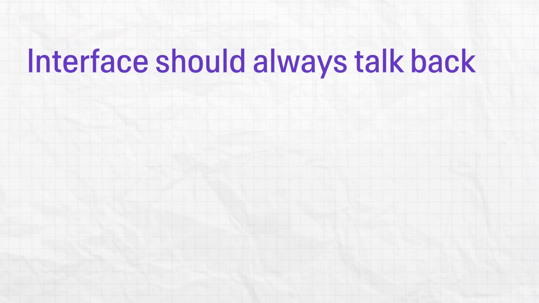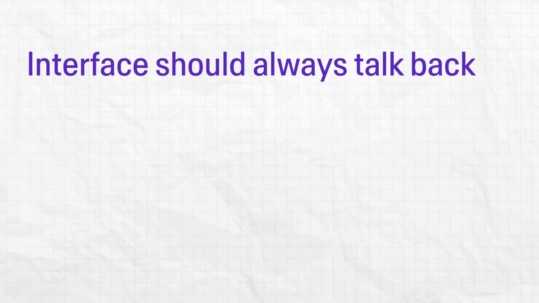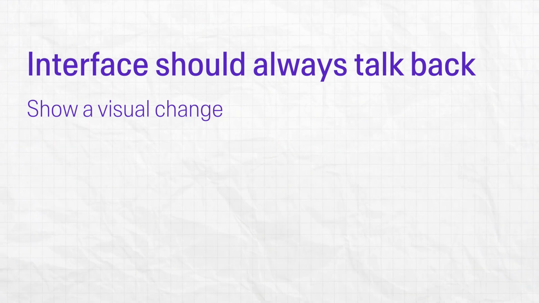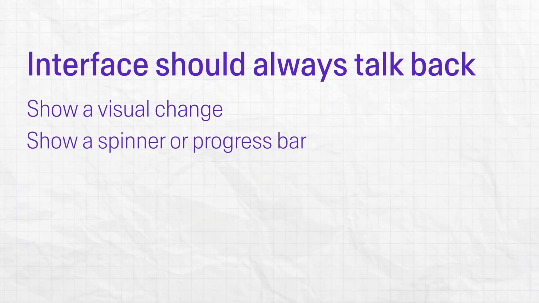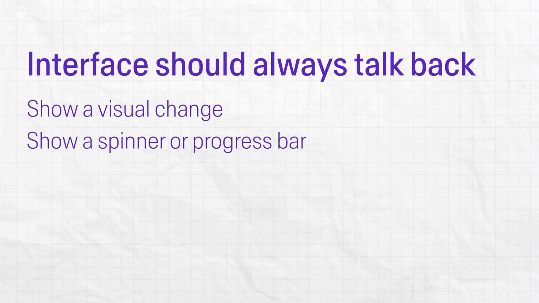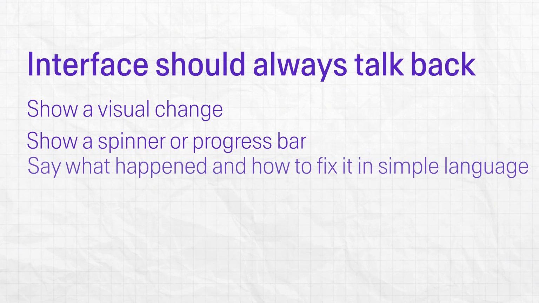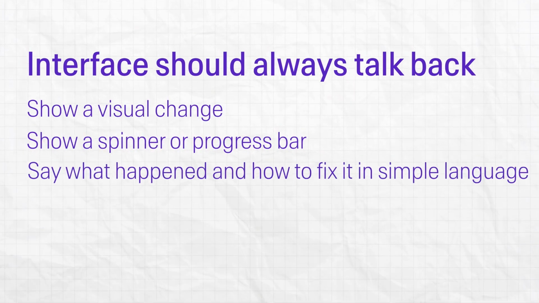Your interface should always talk back. Tap a button, show visual change. If something is loading, show a spinner or a progress bar. Something went wrong, say what happened and how to fix it in simple language. Good feedback makes your product feel responsive and trustworthy. It's like saying, got it, and here's what's happening next.